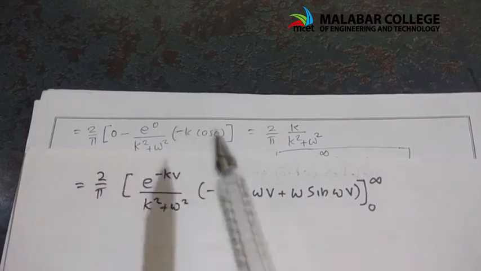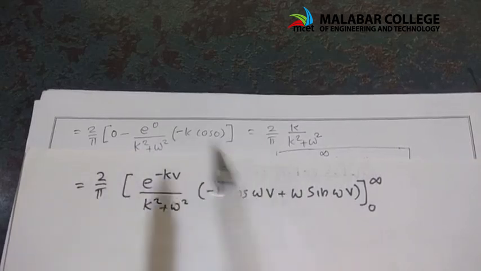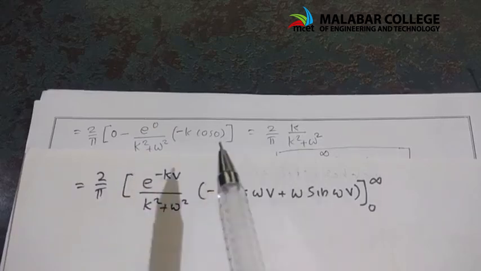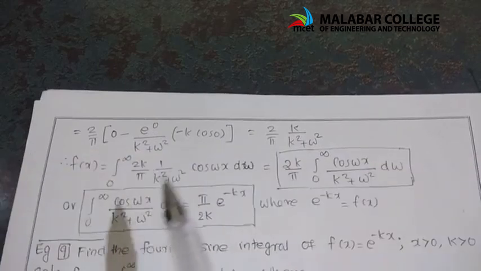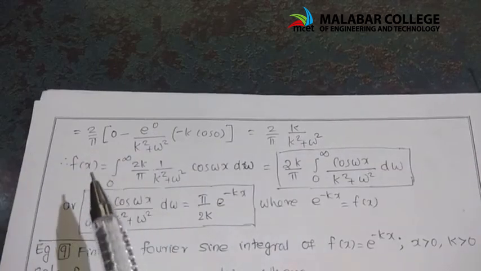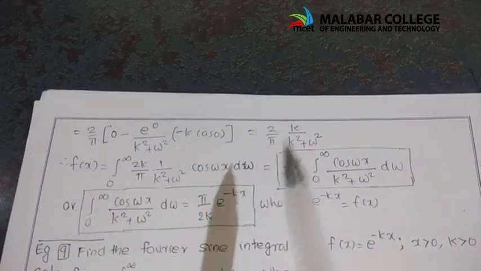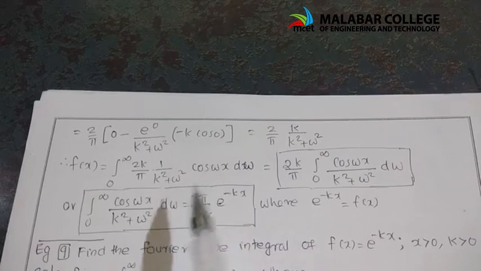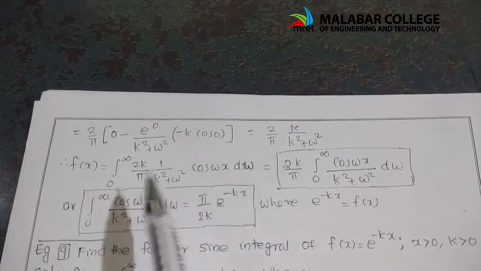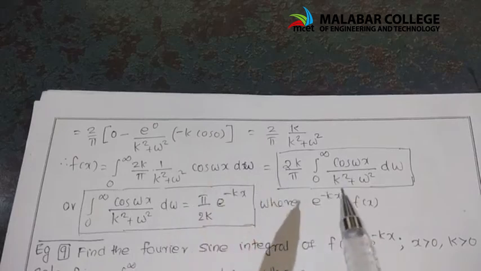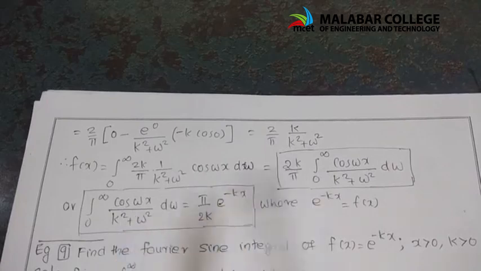of minus is positive here, so I will get 2 by pi, and the remaining is k, cos 0 is 1, e raised to 0 is also 1, k by k square plus omega square. So we get f of x equal to 2k by pi, integral of cos omega x by k square plus omega square d omega, and this is equal to f of x.